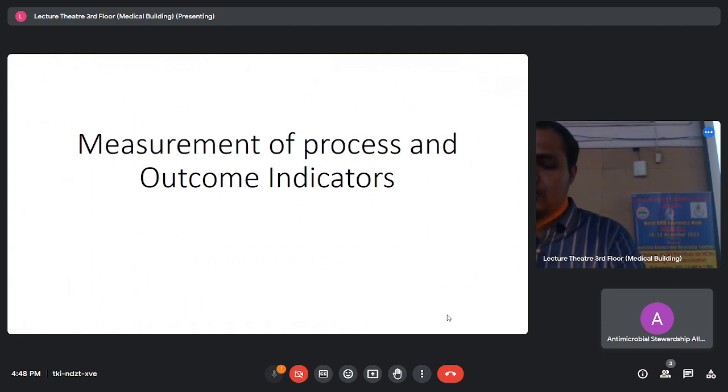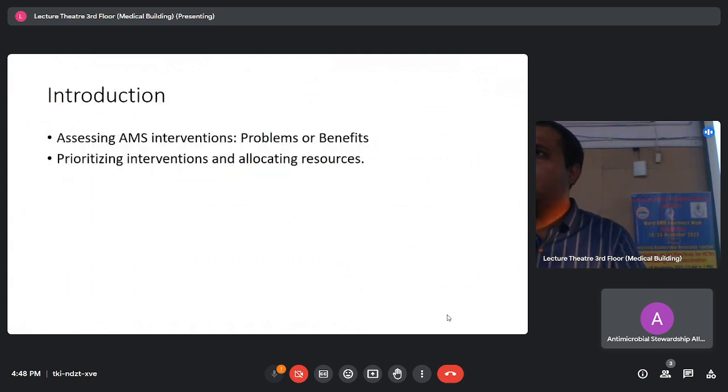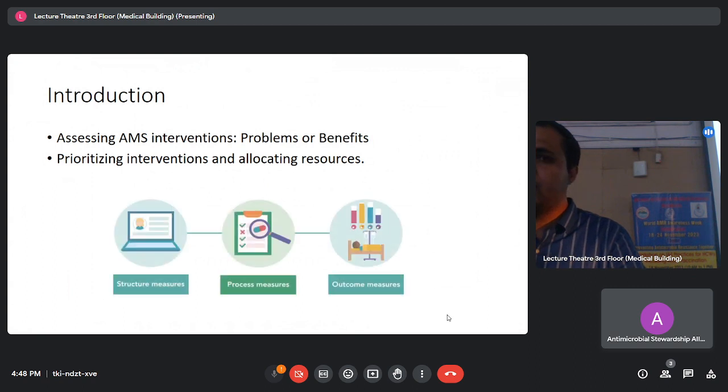So when you talk of AMS interventions, you divide the measures into three broad categories. Those include the structure measure, which is about the organization or the facility, the leadership, the committee meetings, all those things. Then you have the process measures: whatever you are doing, is it in the right direction? You assess that by the process measures, and then we have the outcome measures.